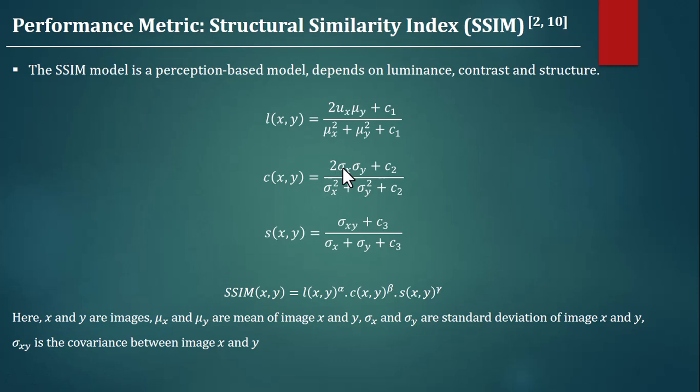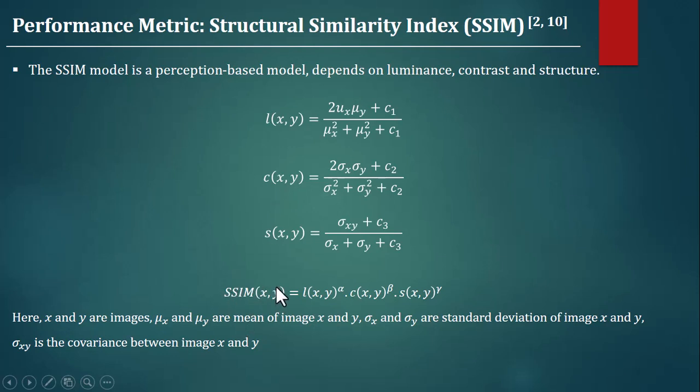So we already know how to compute the standard deviation. And the structural similarity between these two images X and Y is defined as (sigma xy plus C3) divided by (sigma x sigma y plus C3). So sigma x and sigma y are the standard deviations and sigma xy is the covariance between images X and Y. Here C1, C2, C3 are constants and they are added to avoid division by 0.